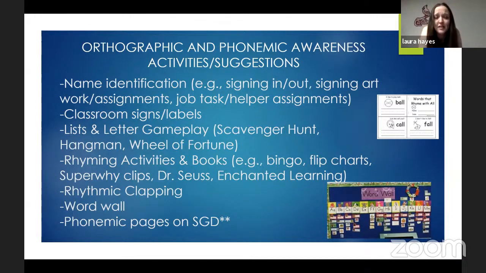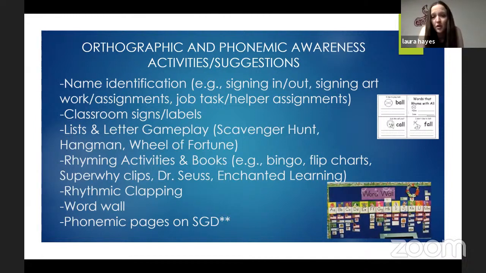Rhyming activities and books. We're knee deep into this with my 2-year-old. We do a lot of bingo. Super Why is a favorite of ours. Dr. Seuss. Enchanted Learning has a ton of great manipulatable activities on their website, which I included on my Google site. Rhythmic clapping, because we know that music and communication and language also support one another. So thinking of those activities.